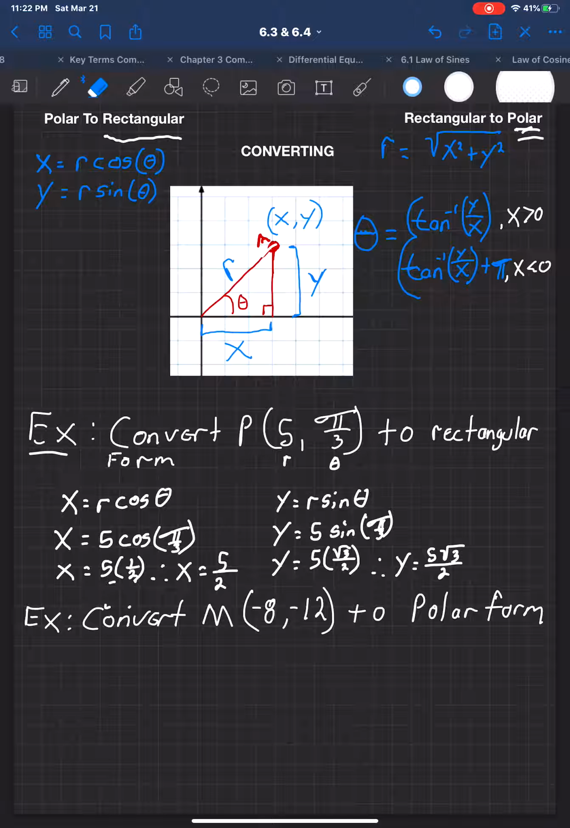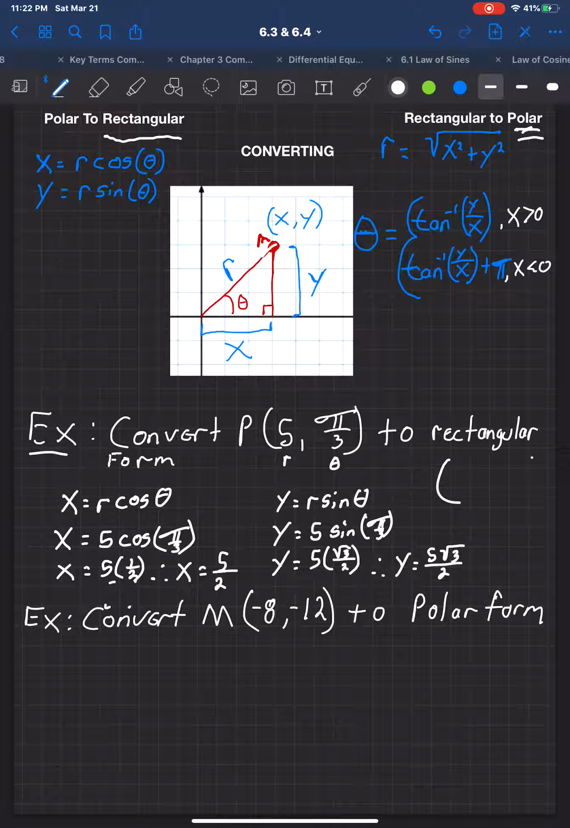All right, when you answer these questions, we want to answer them as points, right? You were given a point, and you were asked to convert it to a rectangular point. So the form of the answer should be a point. In this case, it would be 5/2, comma, 5 square roots of 3 over 2. Okay, so let's look at how you would go from rectangular to polar.